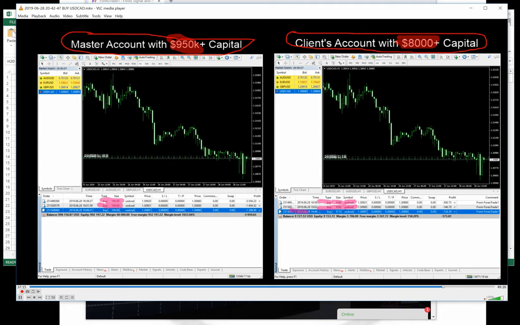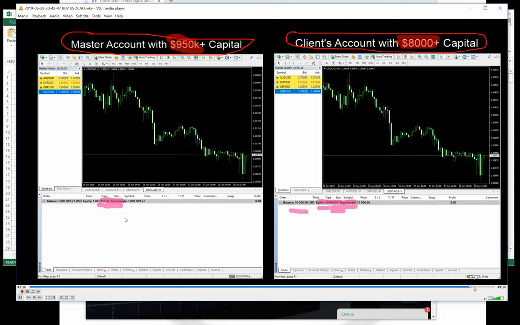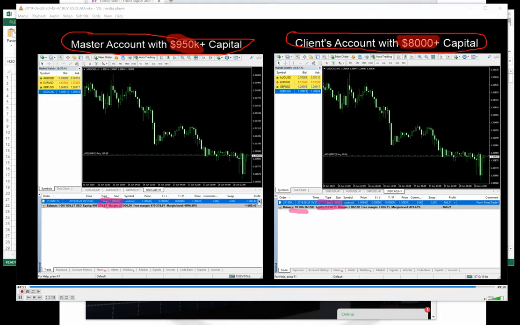See, the balance is 9,727 US dollar, and the order that has been placed is 9.73, that you can see here. Let me take you further. The next trade, observe this trade here.